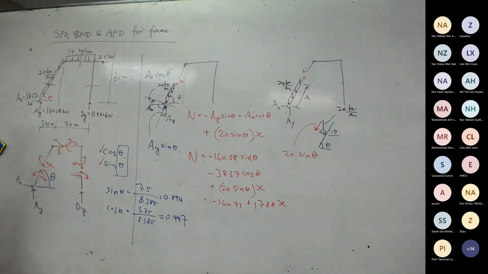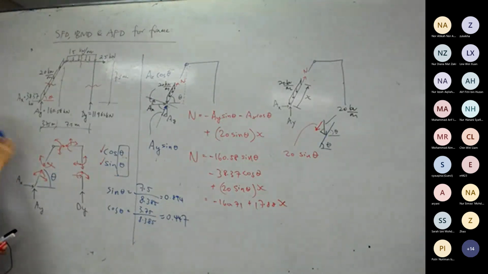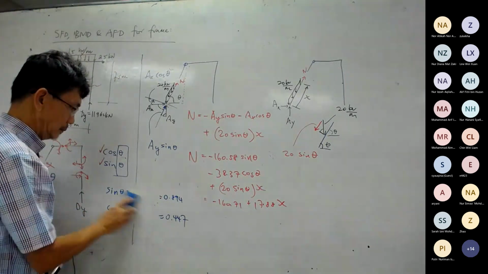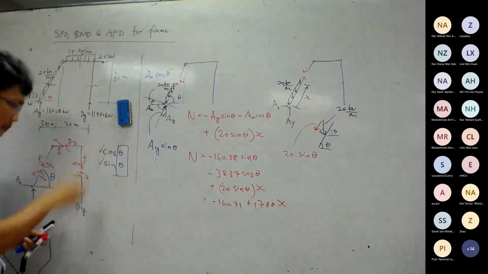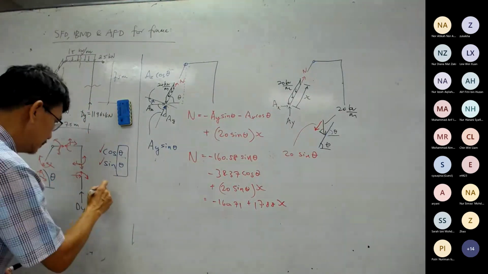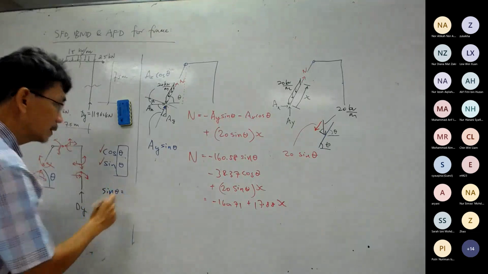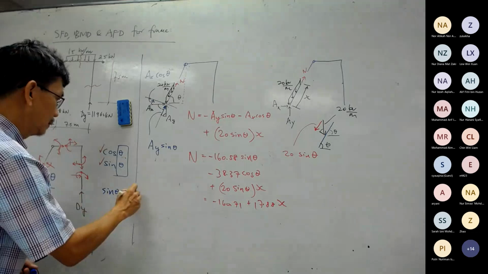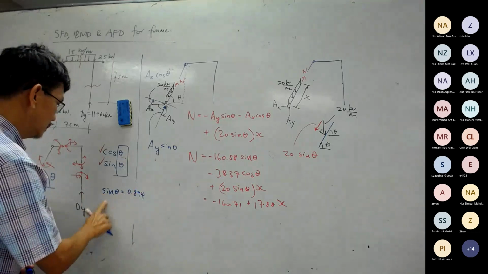Okay. So now we can do the same thing for shear force. Let me write down this. You need sin theta. What is the value? 0.894. Cos theta.